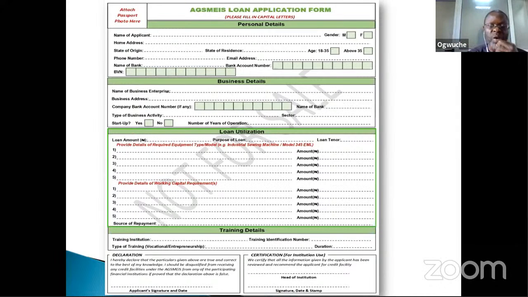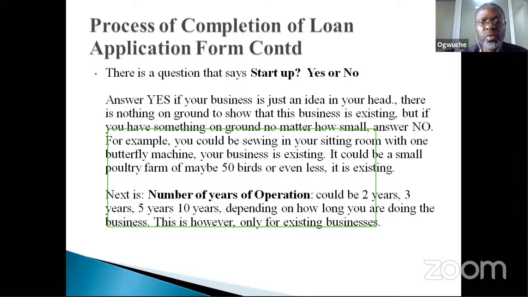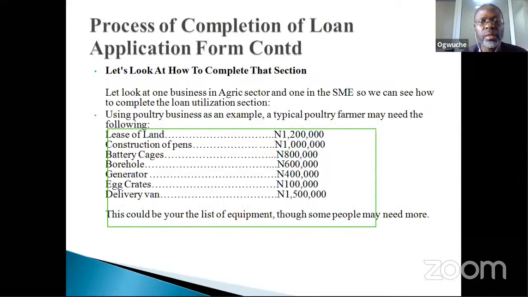All right, so having said that, let's look at how you complete this section on required equipment and details of working capital. Okay, let's scroll to the front and have a look at that. Here we have some literature on how to complete the loan application form. Let's look at one business in the agri sector and one in SME, so that we can see how to complete the loan utilization section. So let's use the poultry business as our example, because it's typical.